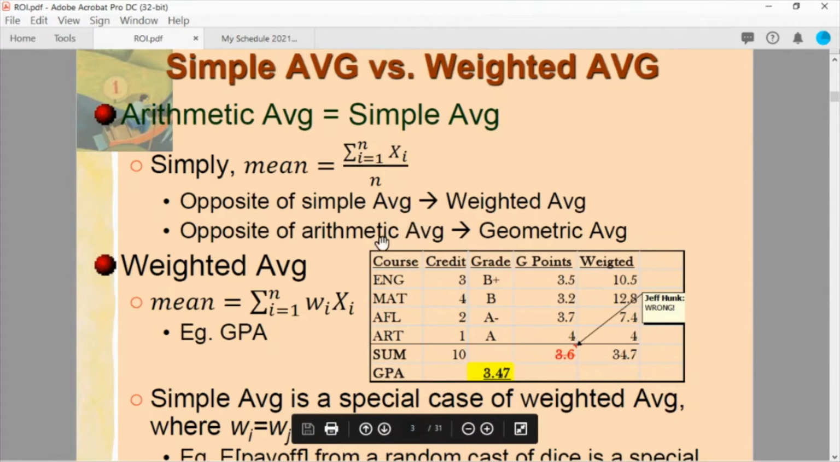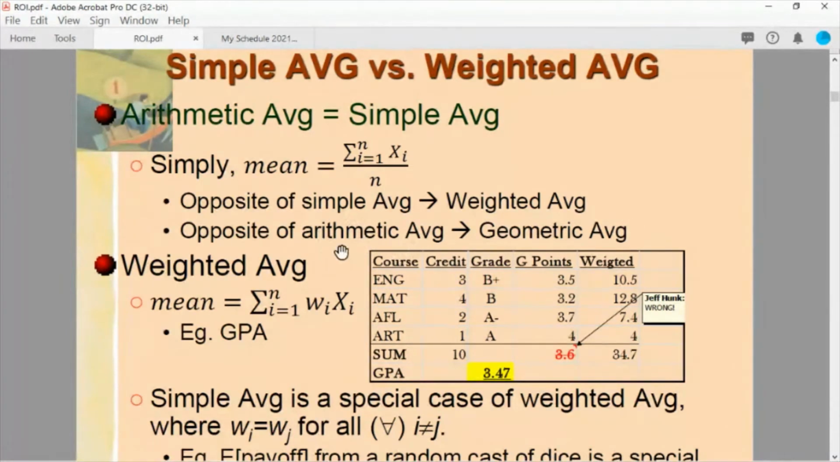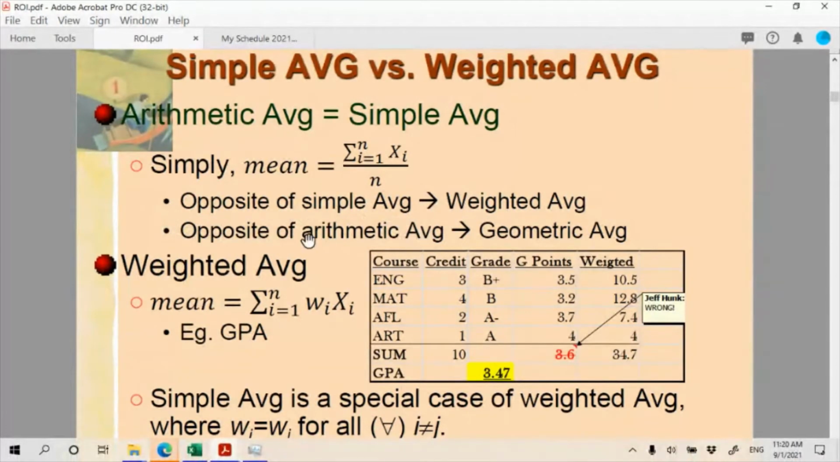And the opposite concept of simple average is weighted average. Okay? An opposite concept of a simple average is arithmetic average, right? We also, simple and arithmetic, they are the same. So the opposite concept of arithmetic average is geometric average.